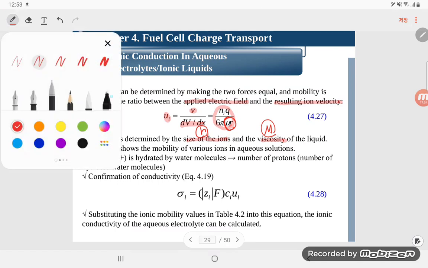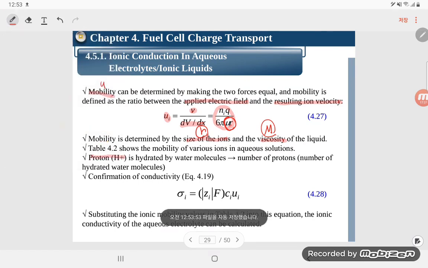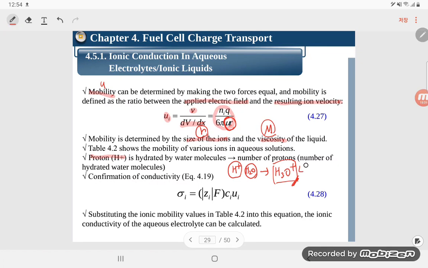The proton, H plus, is hydrated by water molecules. That means the H plus proton does not move through the ion channel by itself. It combines with water molecules and forms the oxonium ion, and in this form it moves through the membrane from the anode to the cathode.